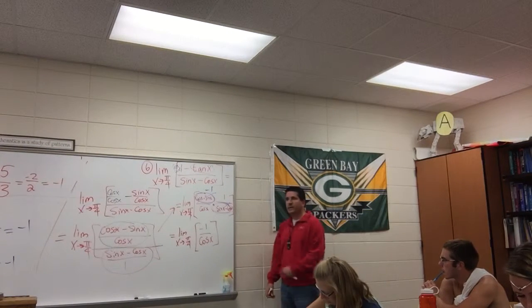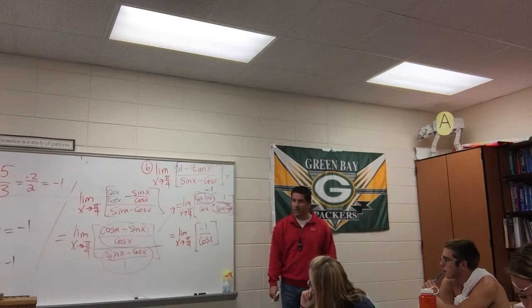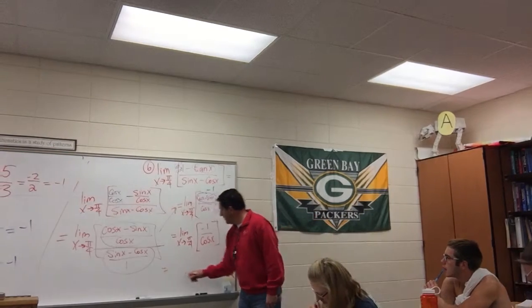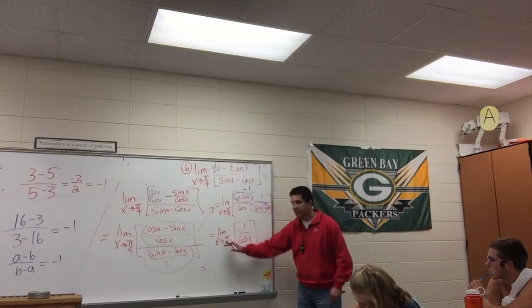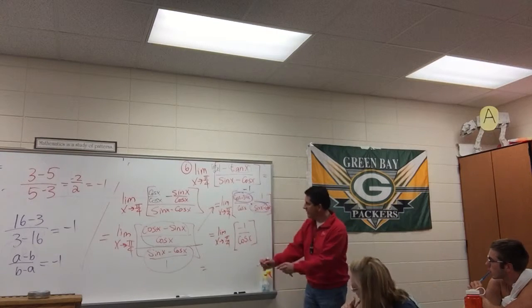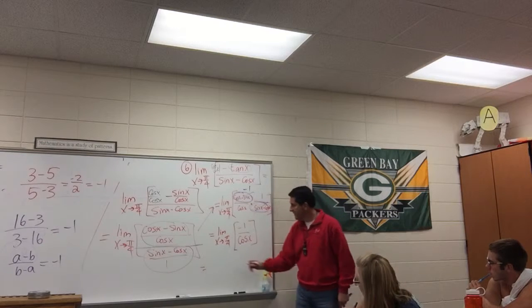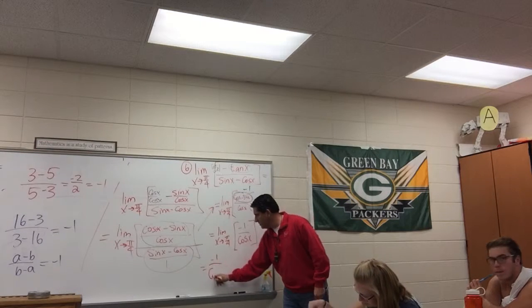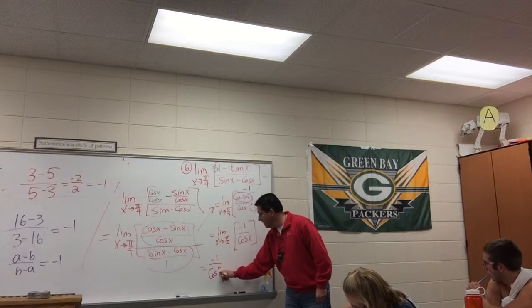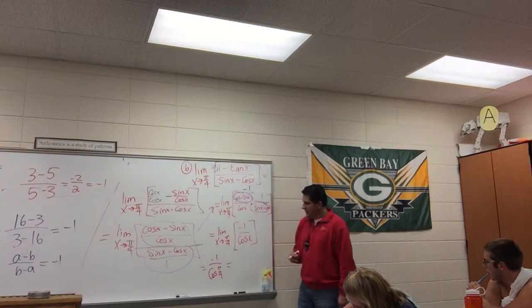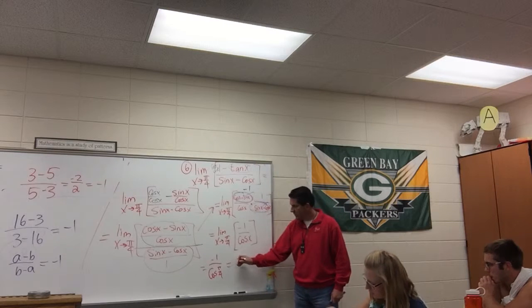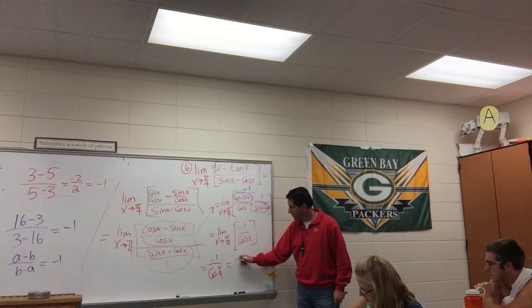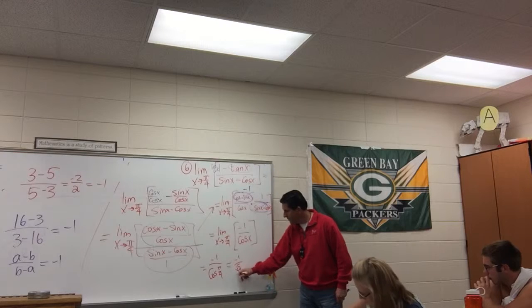Okay, can we plug in the pi over 4 now? Yep. So notice this is the moment where we drop the limit notation because I'm plugging it in. As soon as you plug it in, you drop the limit. So it's negative 1 over the cosine of pi over 4. And what's the cosine of pi over 4? Square root of 2 over 2. So it's negative 1 over the square root of 2 over 2.